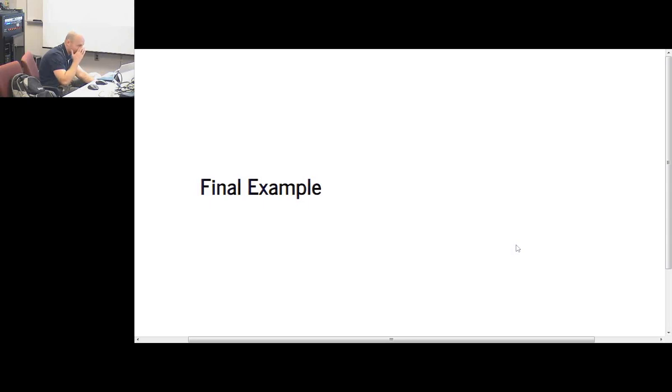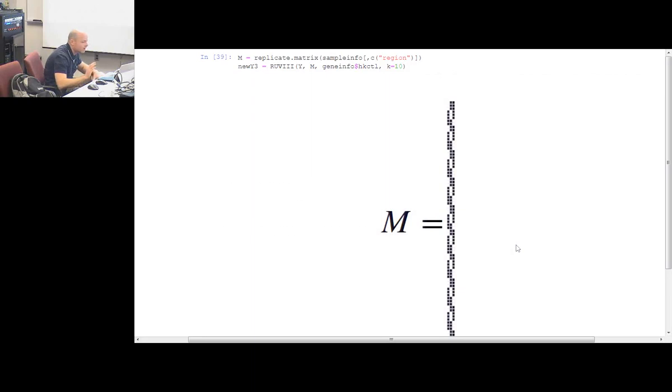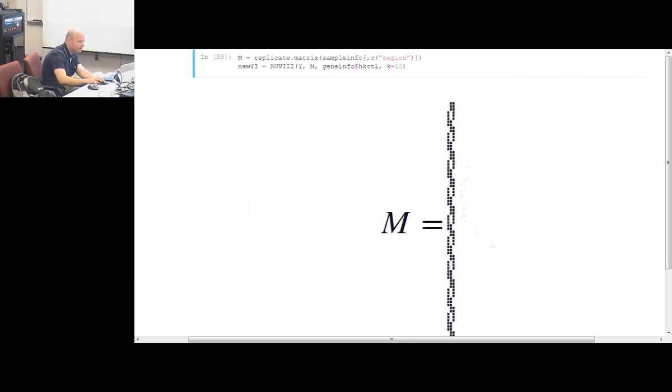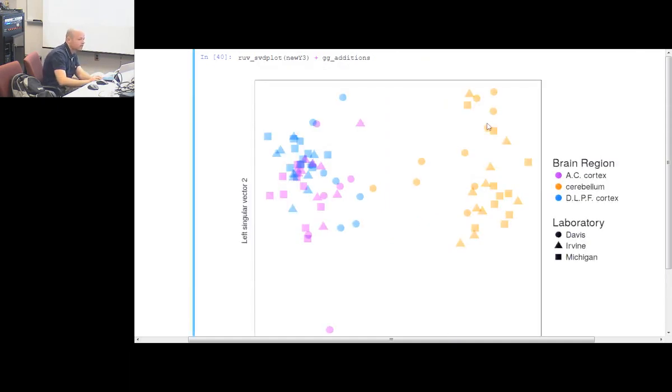I have one final example. Here I'm going to use yet another different notion of replicates. I'm going to treat all of the samples from the same brain region as a replicate. So in this case, my mapping matrix looks like this. I've got one set of replicates is the anterior cingulate cortex, one is the cerebellum, and one is the dorsolateral prefrontal cortex. When I do that, not surprisingly, the brain regions pop right out. But that shouldn't be surprising. I basically fed information about the brain regions into the algorithm.